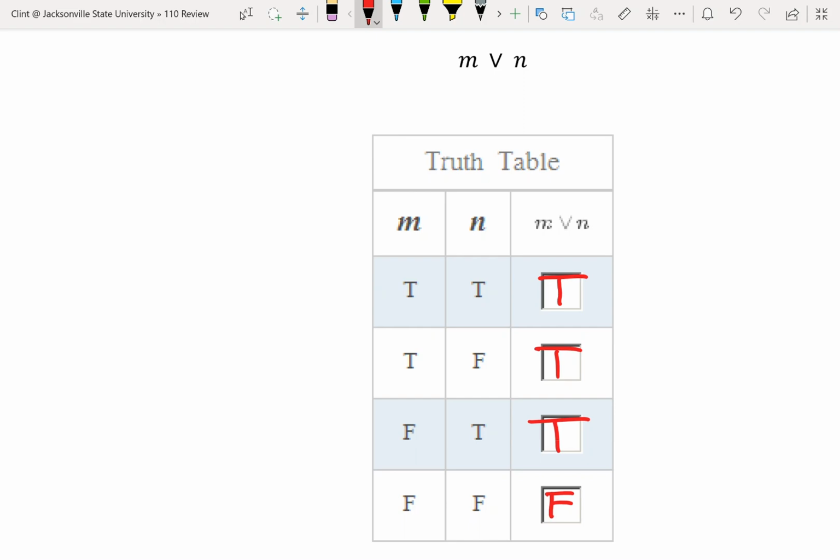Okay, what about and? If we have and, what would our rule be then? The and statement is only true when, remember? When they're both true, yeah. So if this was an and statement, the only time it would be true is if they're both true, and the other ones would be false. Questions on that one?